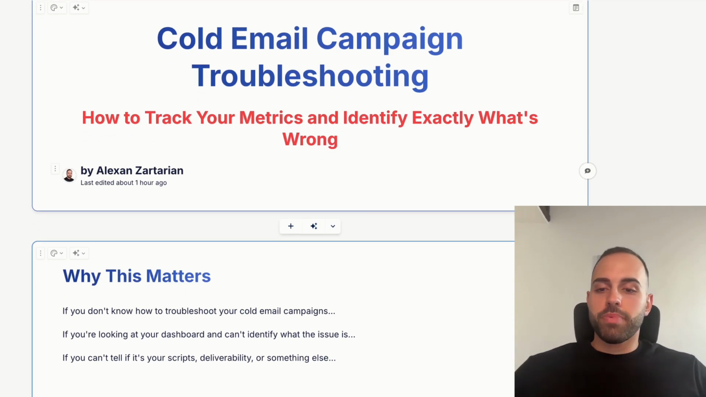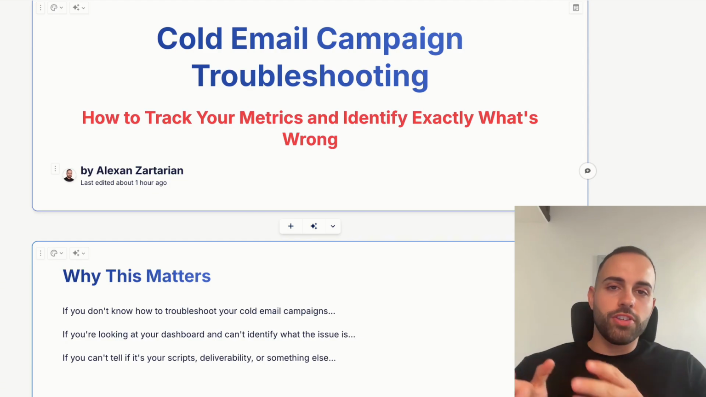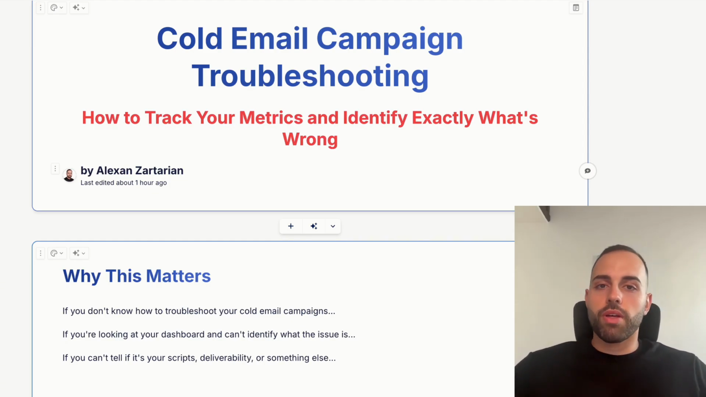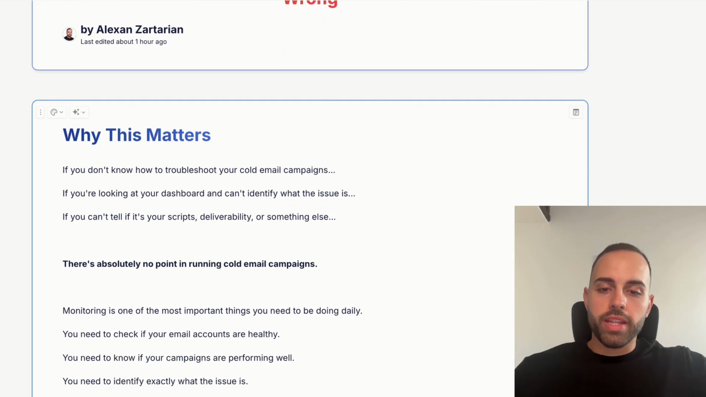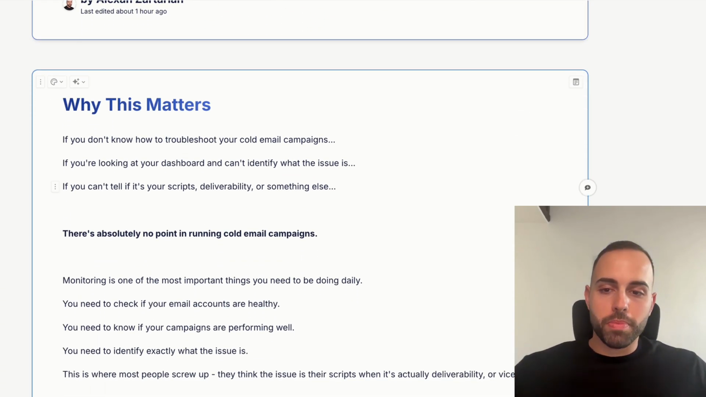The reason why it matters is because if you don't know how to troubleshoot your cold email campaigns, if you're looking at your dashboard and you're looking at all the numbers, but you can't identify what the issue is, or if you can't tell whether it's your scripts, whether it's your lead list, whether it's your offer, or whether it's something else, then there is absolutely no point in running cold email campaigns in the first place.